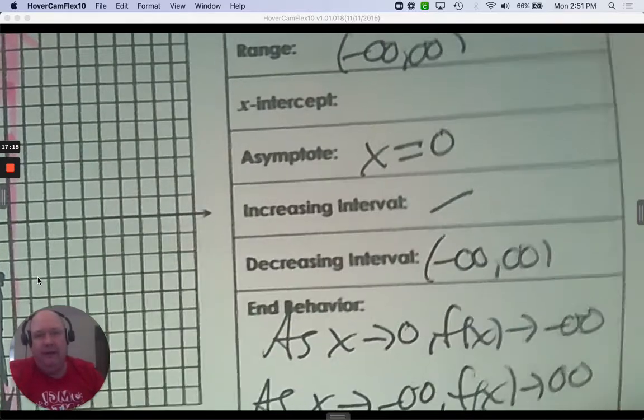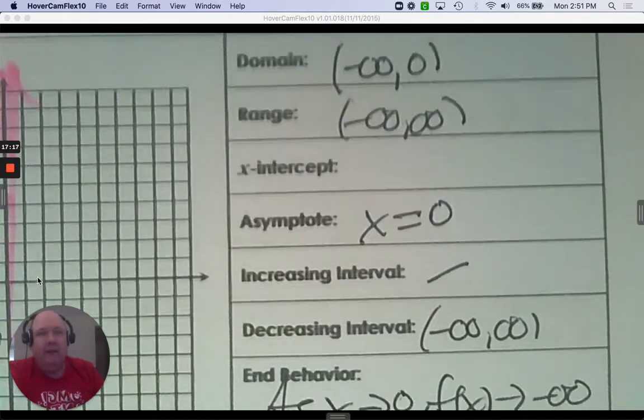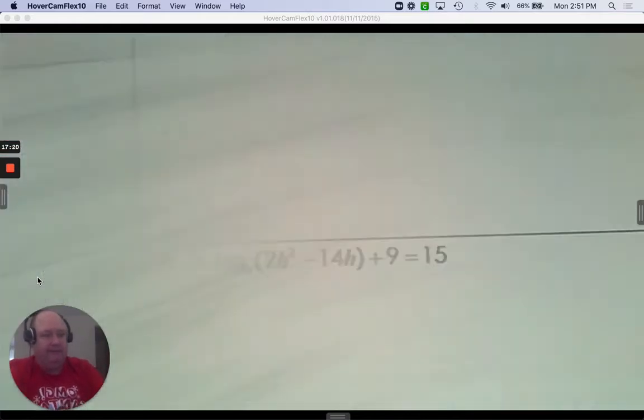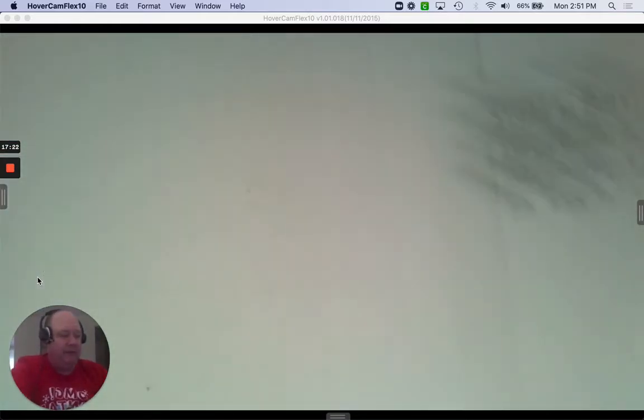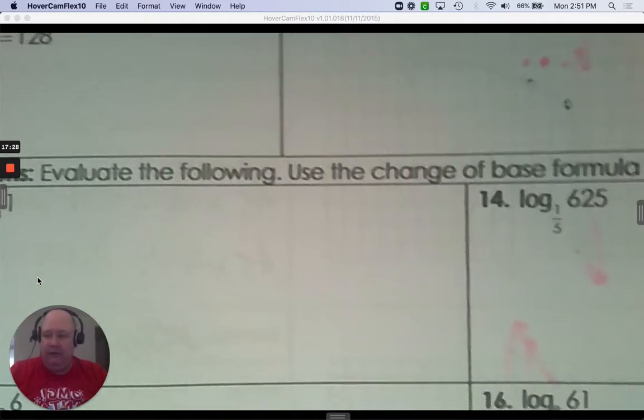All right, that's enough graphing, right? There it is, and the analysis. Turn the page. Let's move on from the graphing. Can you work with logarithms? So if we need a calculator, we're going to go on Desmos, okay?